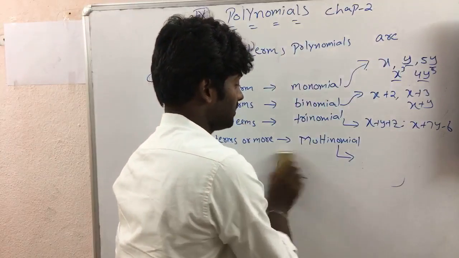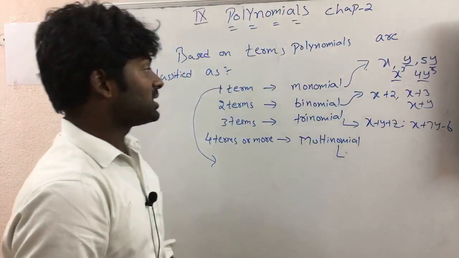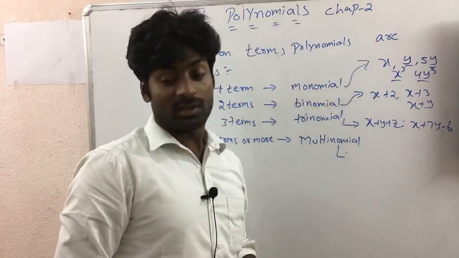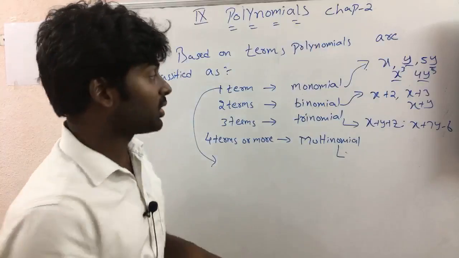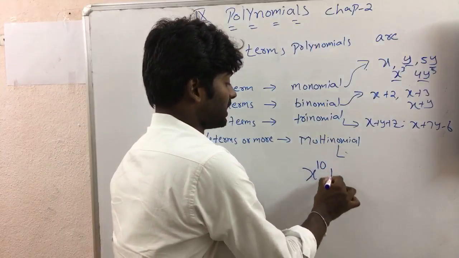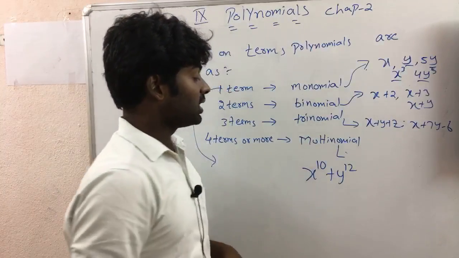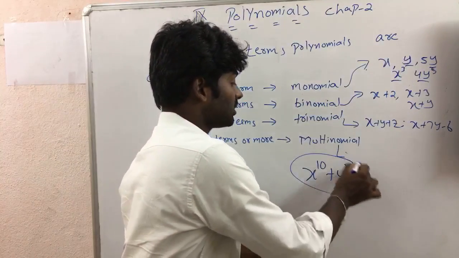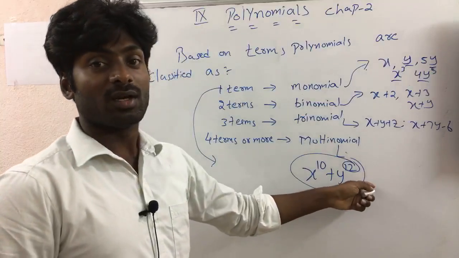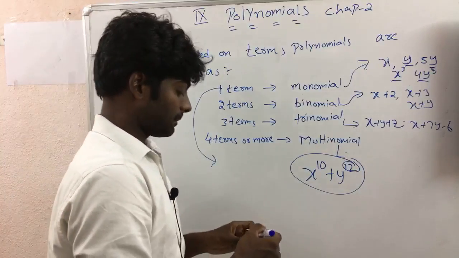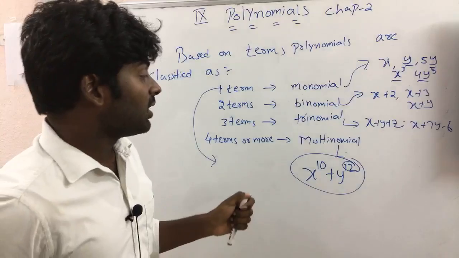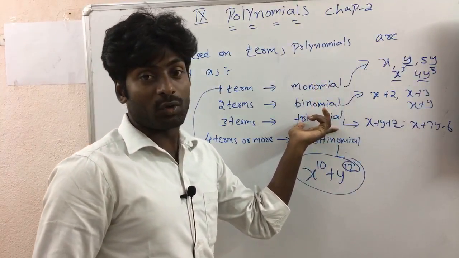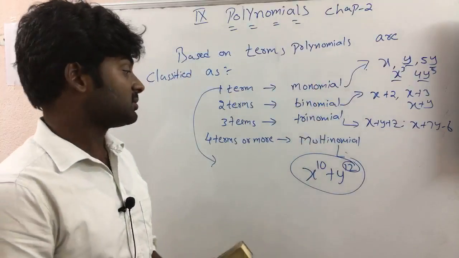And we can take any degree. You can take degree 8, degree 5, even in a monomial or binomial. Even in a binomial, I can write x power 10 plus y power 12. Here we are not bothering about the degree. What is the degree of this binomial? 12. So we may have any degree for a monomial, binomial, or trinomial. Here we are depending only upon the terms.